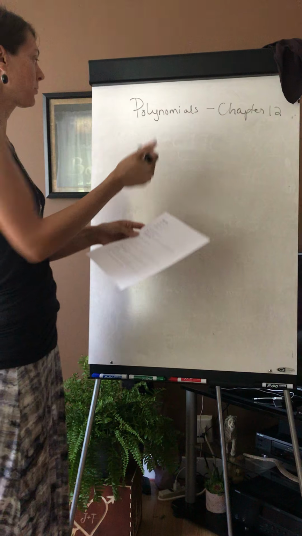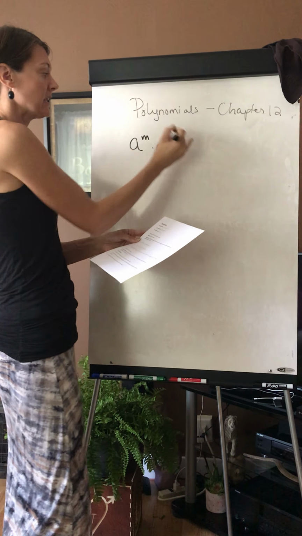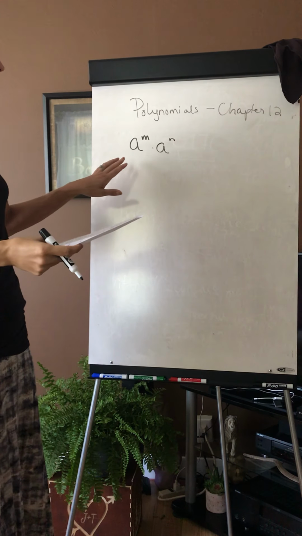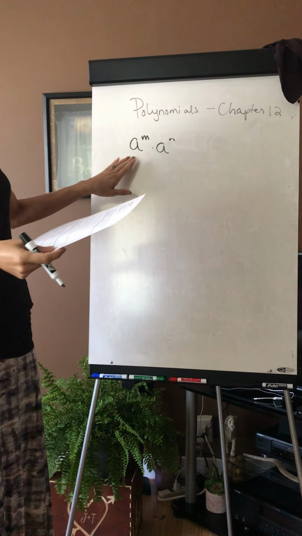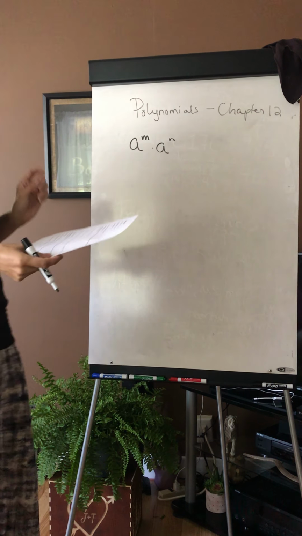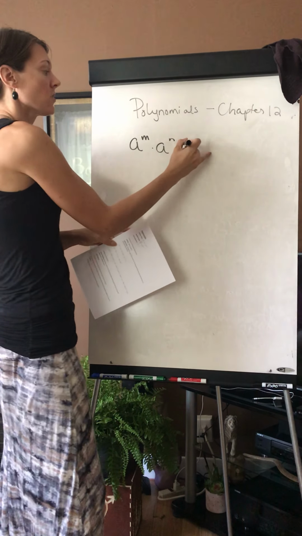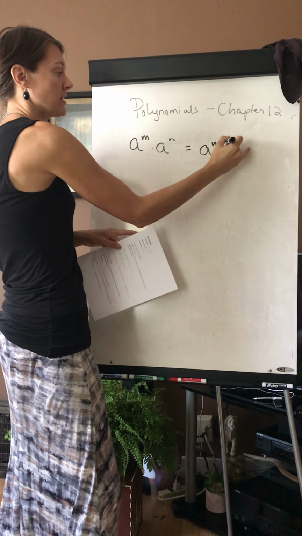The first one is the product rule. So that's a to the m times a to the n. In this particular instance, a is your base in each case, and m and n are your exponents. So if you're multiplying two terms together with the same base, you're going to add your exponents.